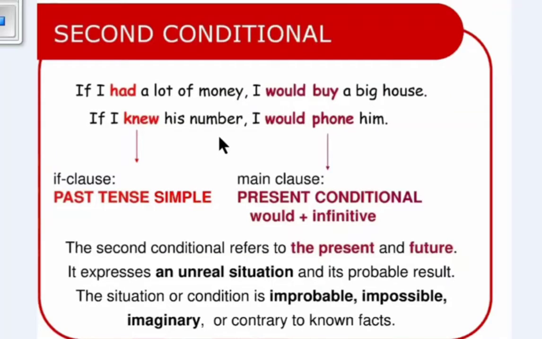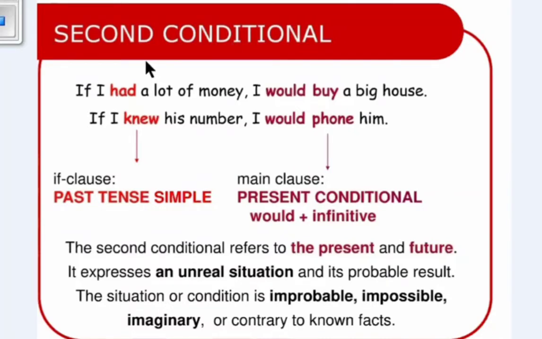Okay, so what is the difference between the first conditional and the second conditional? Both of them are in the present time. But the first conditional, the situation is likely to happen. In the second conditional, the situation is unlikely to happen.